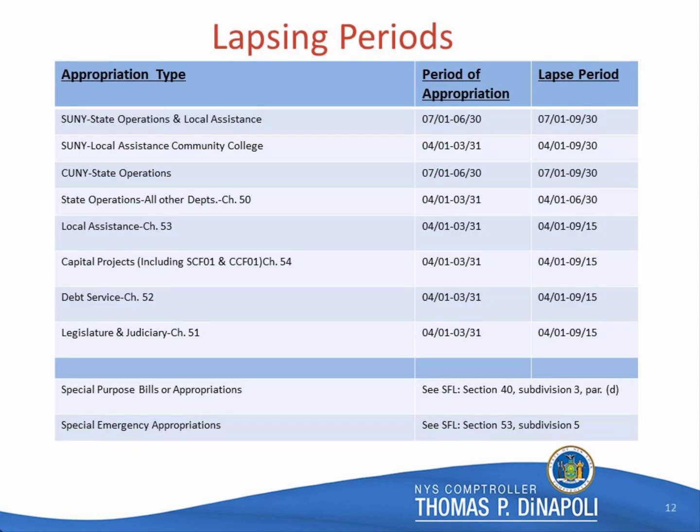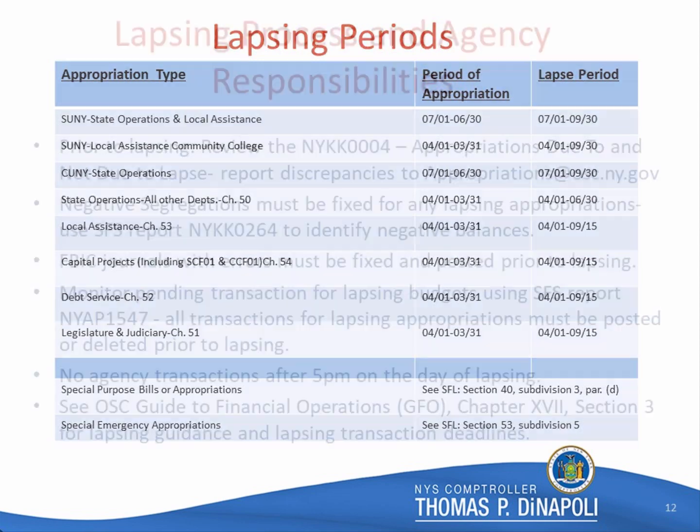This slide contains the appropriation periods and lapsing dates for the different types of appropriations. The lapse date for state operations is June 30th, aid to local, capital projects, debt, and legacy JUDY lapse on September 15th, and SUNY and CUNY lapse on September 30th.